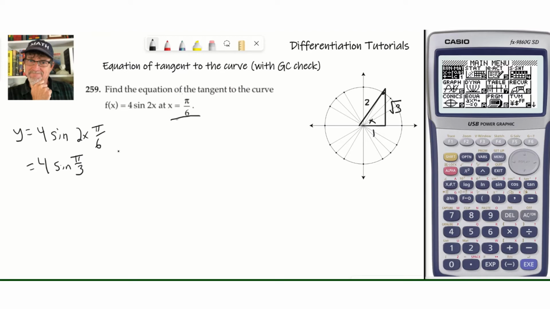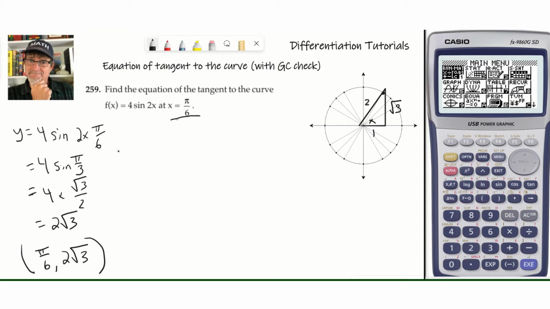So the sine of this angle is the opposite, square root of 3, over the hypotenuse, 2. So we're going to say 4 times square root of 3 over 2. Well, that's just 2 square root of 3. So our point is pi over 6 and 2 square root of 3. Okay, we've got a point, so now we need the gradient.